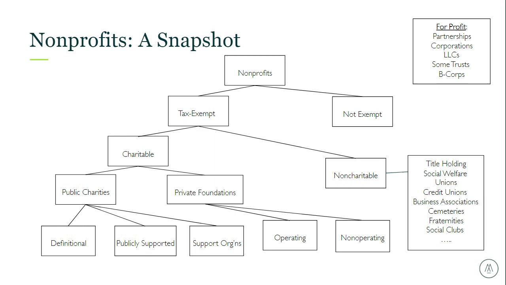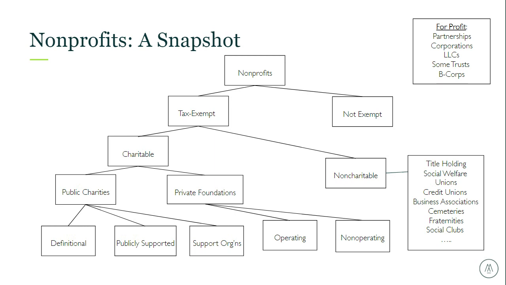We have our standard charitable organizations that we think about, and then the non-charitable organizations, which are credit unions, business associations, yes, even cemeteries. Those tend to be the non-501(c)(3) organizations under the IRS code, whether they be a C4, a C5, a C6, or a C7. Under charitable organizations, we have what we think of as public charities and private foundations.